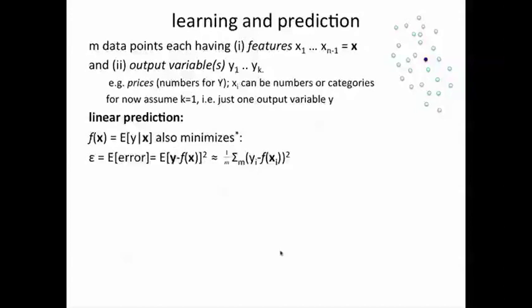It's important to clarify the notation here because it could get a bit confusing. Bold X means one data point, which may consist of n minus 1 different features. A bold X subscripted is not one of the features, it's actually one particular instance. That is one whole data point.